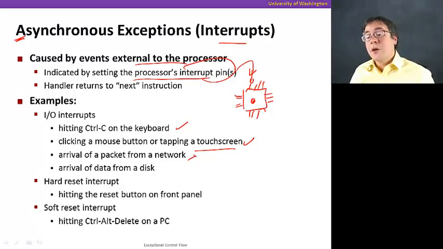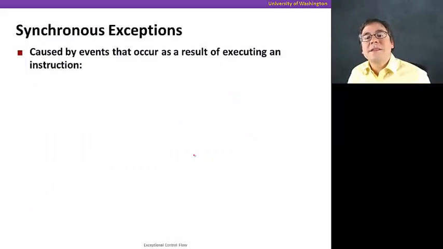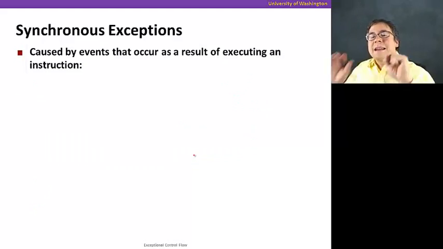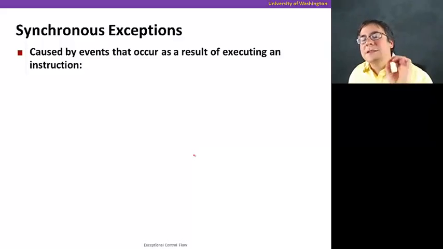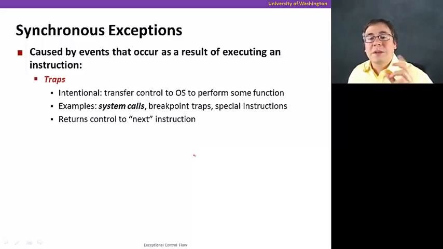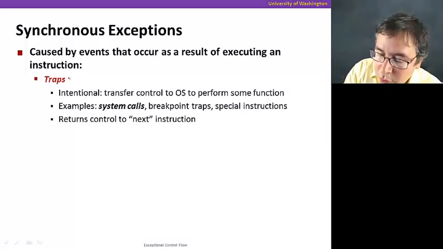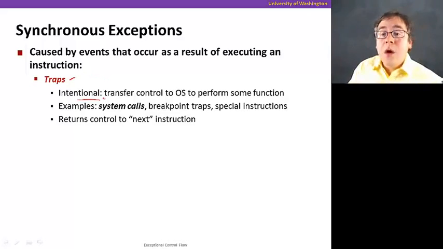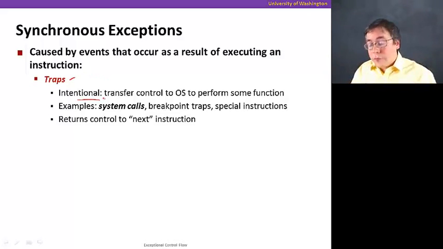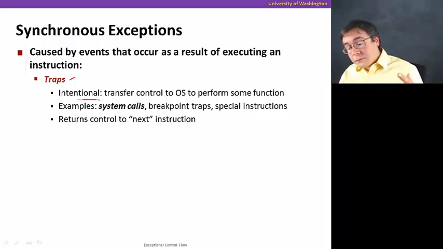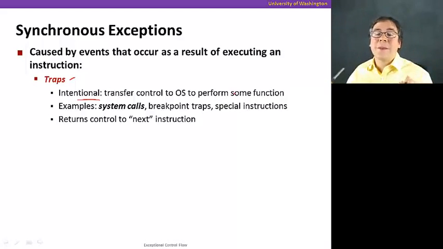Now the other type of exceptions we call synchronous exceptions. Synchronous exceptions are caused by events that are triggered by executing an instruction, when the instruction does something that's undefined, that's potentially bad. There are three types of synchronous exceptions. One is called traps. It's just an intentional way of transferring the control flow to the operating system to perform some functions. In fact, that's effectively the operating system API.